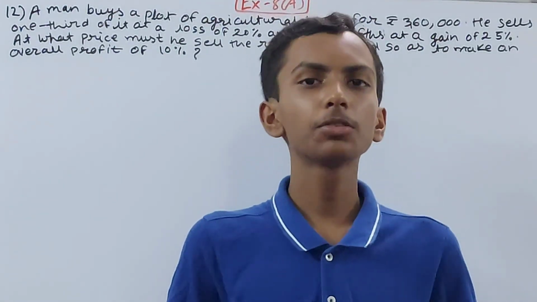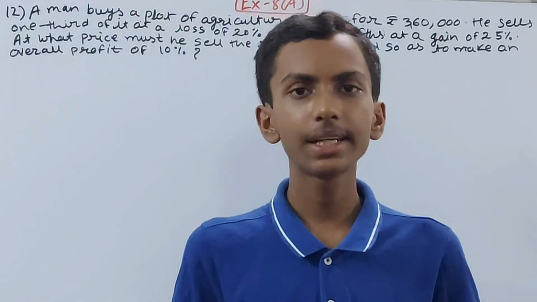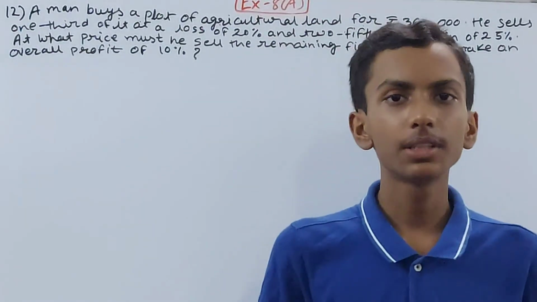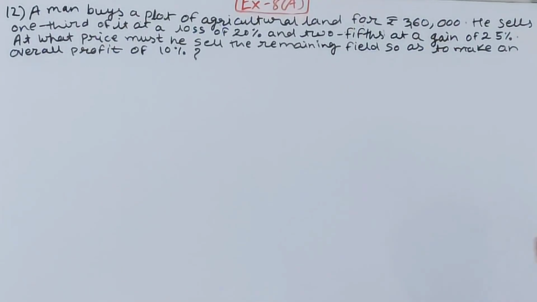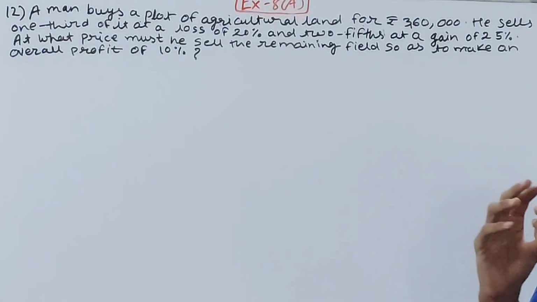In this video we are going to solve ICSE Mathematics class 8 chapter 8 profit, loss and discount, exercise 8A question 12. A man buys a plot of agricultural land for rupees 3,60,000. He sells one third of it at a loss of 20%. Okay, he sold one third of that land at the loss of 20%.